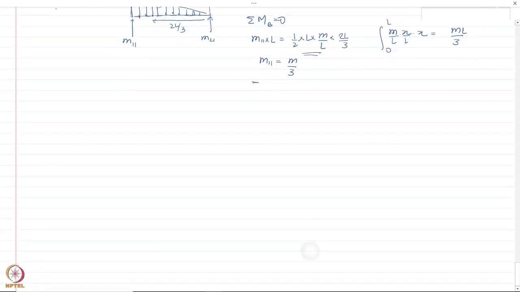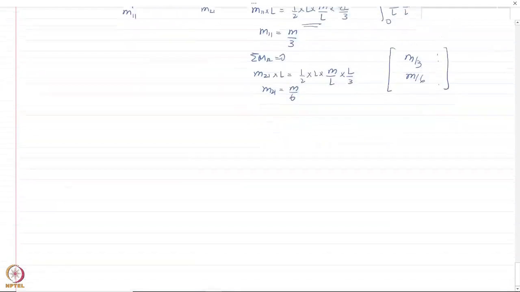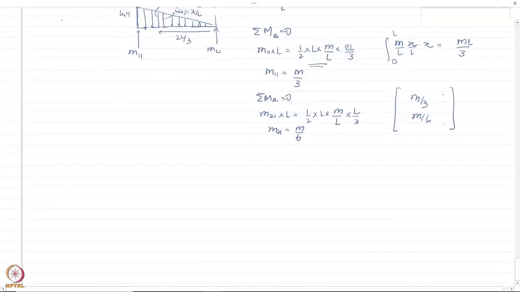Okay, similarly, if I consider summation ma equal to 0, then you will get m21 times l is equal to the same quantity, but now from the left hand side it is at distance l by 3. So here you get m21 as m by 6. So we have got the first column, m by 3 and m by 6. We still need to get the second column here. Okay, so we are going to follow the same procedure.